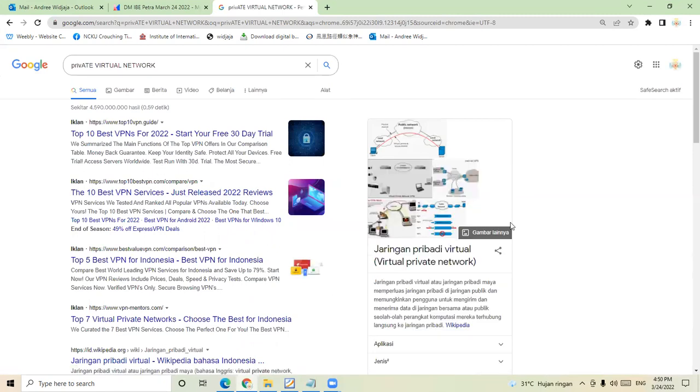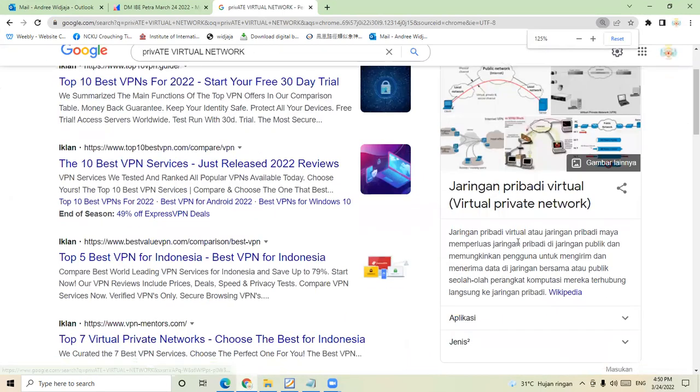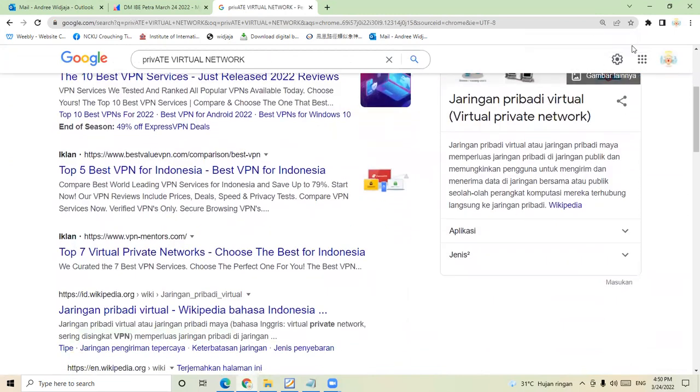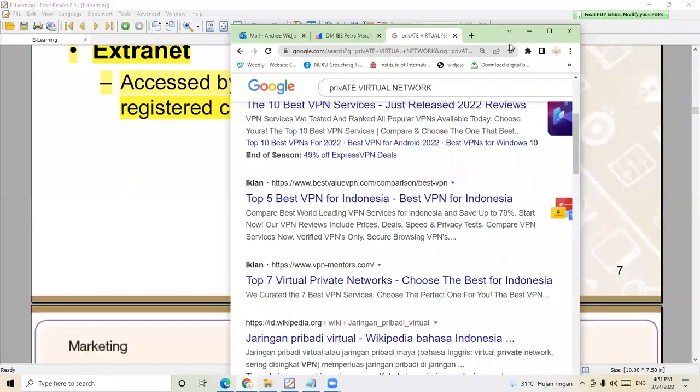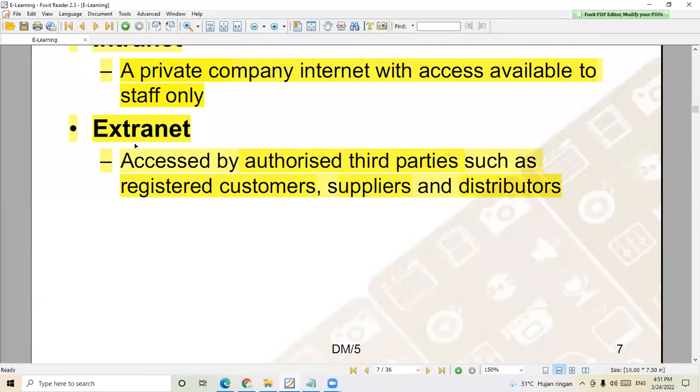Yeah, VPN, virtual private network. Yeah, this can be applied to the extranet, to VPN.